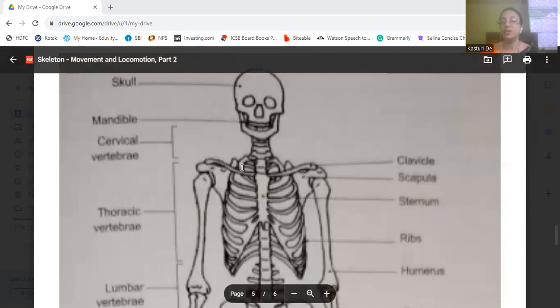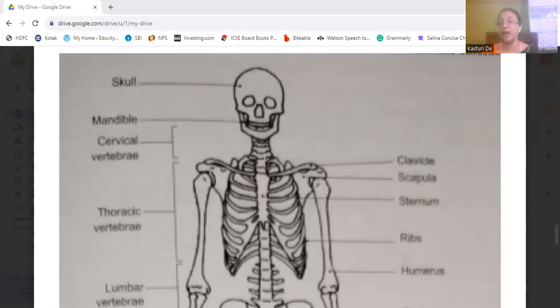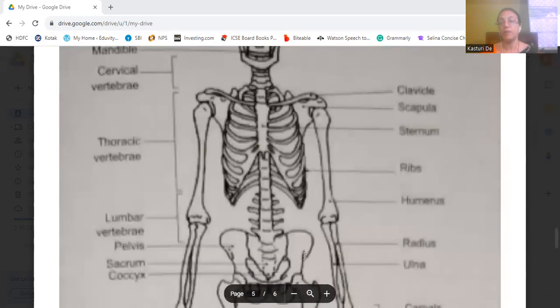Now these are the ribs, which are attached from the thoracic vertebra and connect with the sternum. You can see 7 pairs are attached to the sternum. Then the 8th, 9th, and 10th are attached to the 7th pair. They are the false ribs. And the 11th and 12th are not attached to any of the ribs. So these are known as floating ribs.